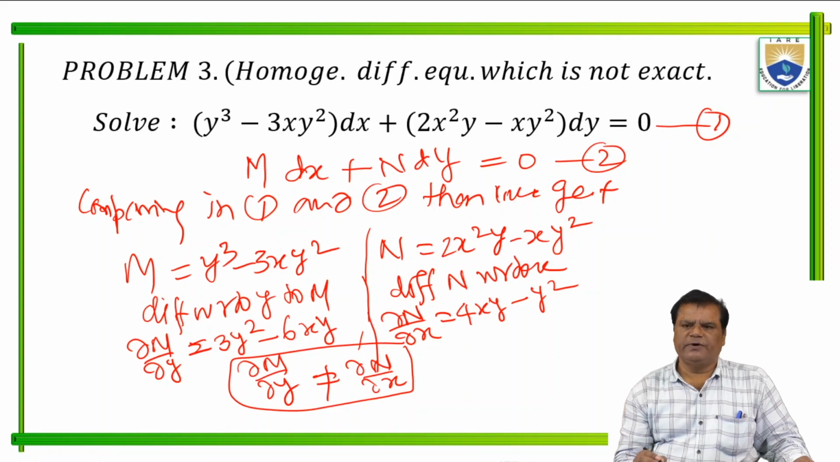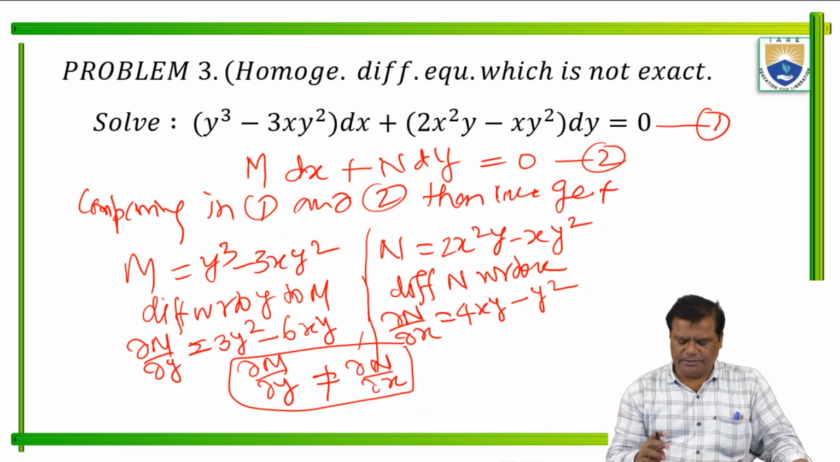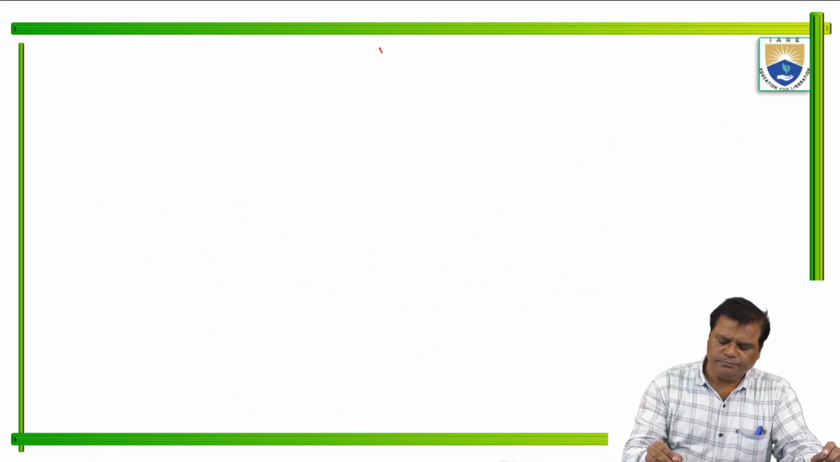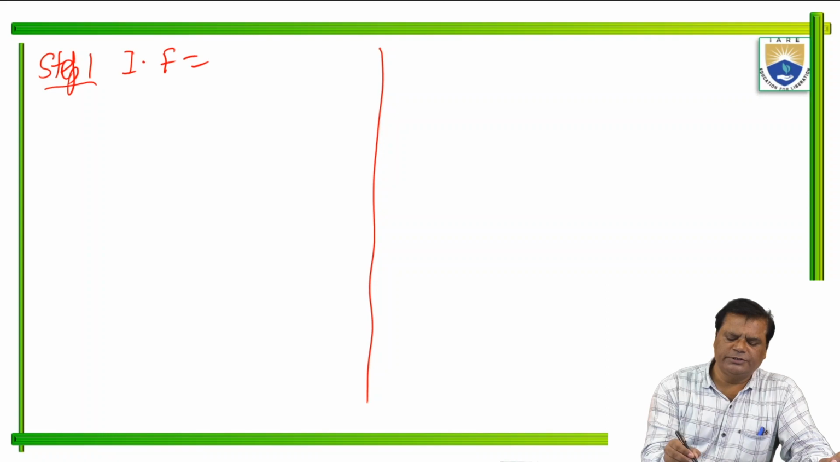Okay. This formula is not verified. So the given differential equation is not exact. So now, step 1: I am taking the integrating factor, IF. So this is 1 upon Mx plus Ny.